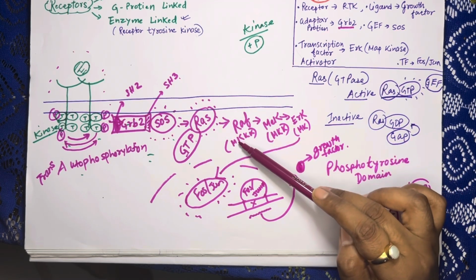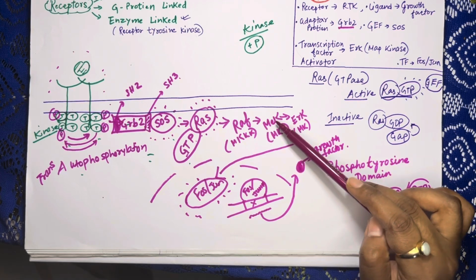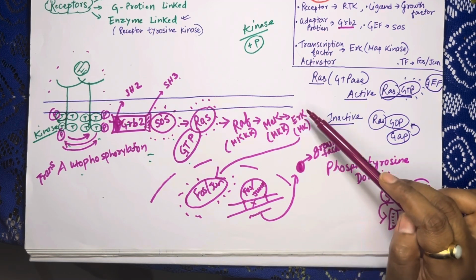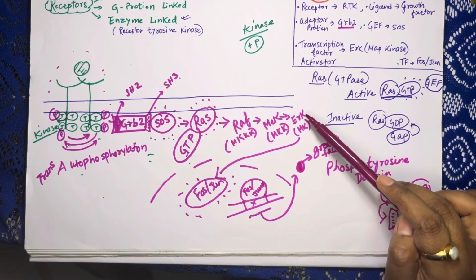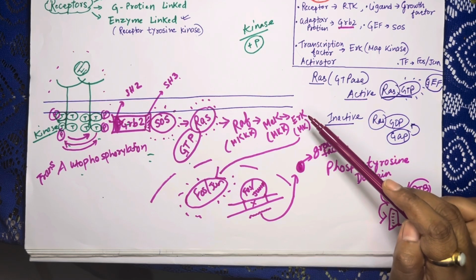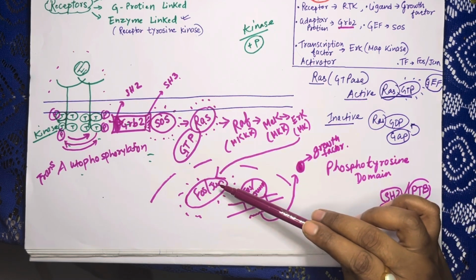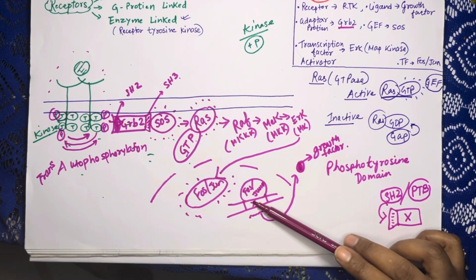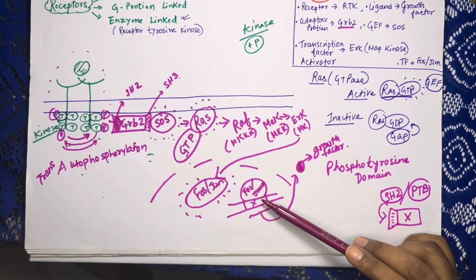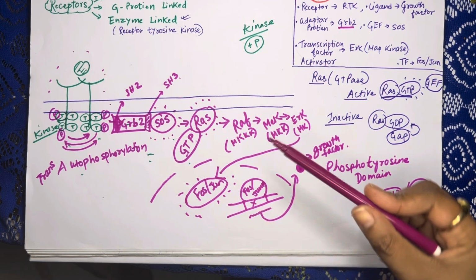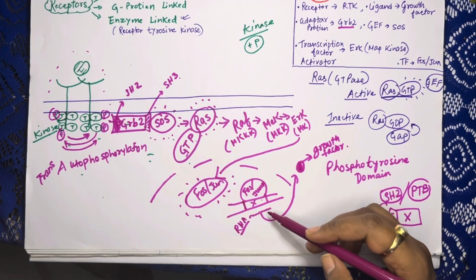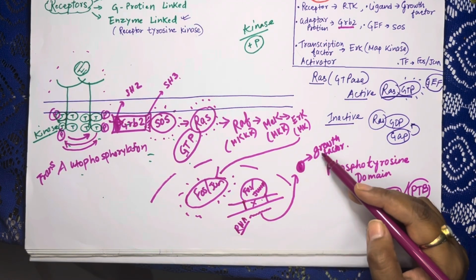RAF, because it is a kinase enzyme, will add phosphate to another kinase known as MEK. After addition of phosphate, MEK will get activated, and MEK will activate another kinase known as ERK. ERK is also a kinase enzyme. It will activate Fos and Jun. Fos and Jun are transcription factors. Fos and Jun will go and sit upon DNA, and then it will help in transcription, means from this particular gene one RNA will be formed. This RNA will make one protein. That protein will be a growth factor.